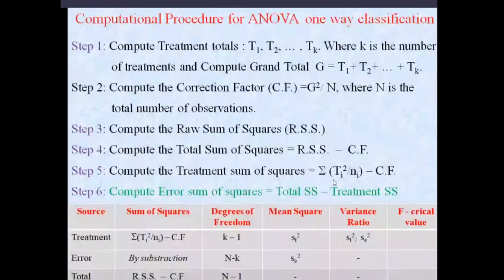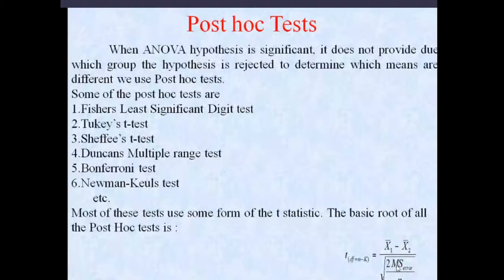So the mean of the first group minus the mean of the second group, divided by the square root of 2 into the mean square error divided by the number of observations in that particular group. This is the general formula for LSD, Tukey's or Scheffé's, but the formulas may differ slightly from one to another.